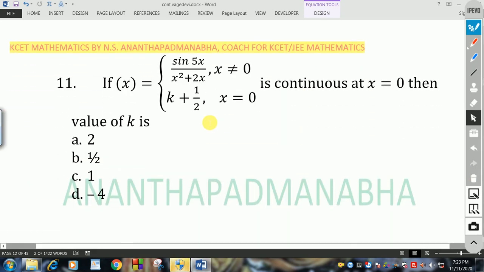So you can look at another question. If f of x is equal to sine of 5x by x square plus 2x for x not equal to 0, and k plus 1 by 2 for x equal to 0, is continuous at x equals 0, then the value of k is: option A is 2, option B is 1 by 2, option C is 1, and option D is minus 4.